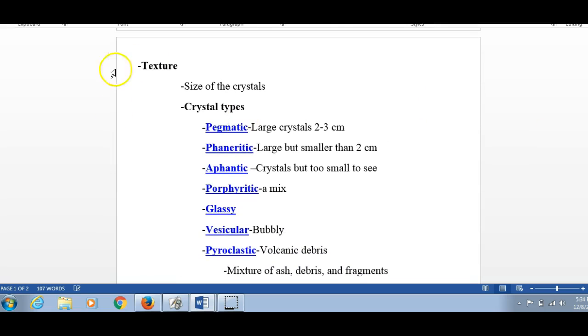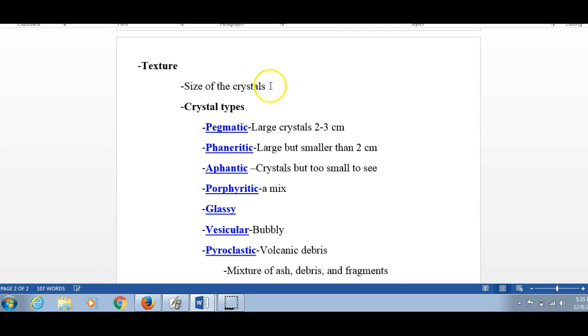So that's color. But you can also go by textures. You look at the crystals in there: really large crystals, medium, really small, a mix of crystals, and they can have air bubbles in them, or they can be like volcanic debris. That's kind of your final notes on igneous rocks.